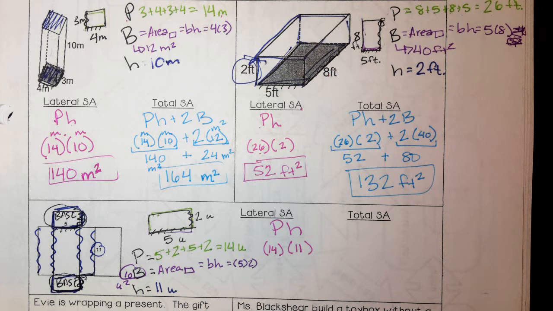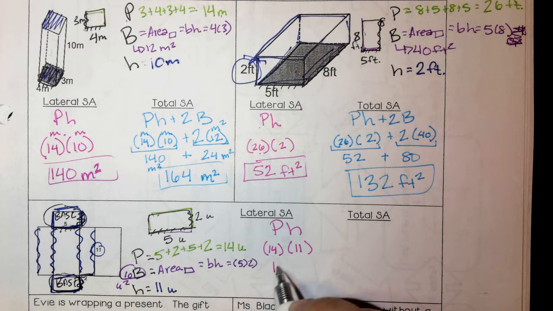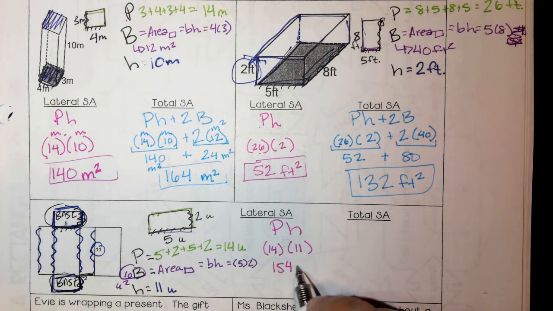But let's make sure, using our calculator. Okay, making sure using my calculator that I have the correct value there. 14 times 11, 154. I'm silly. 154. And they didn't tell us the units, so I'm just going to write units squared.